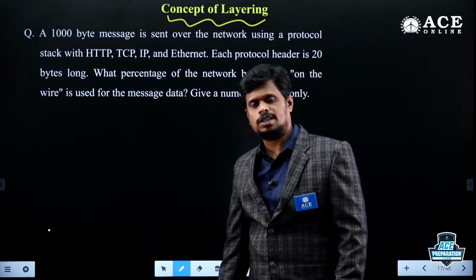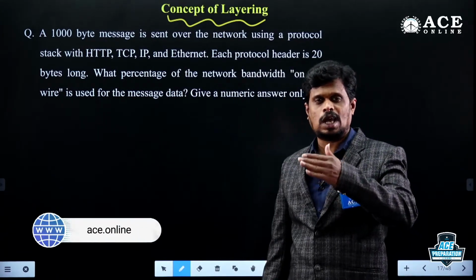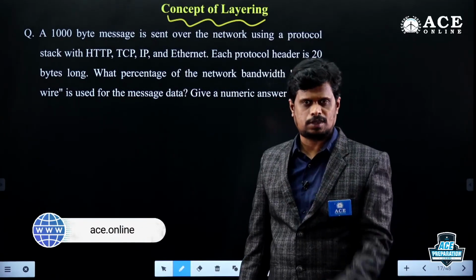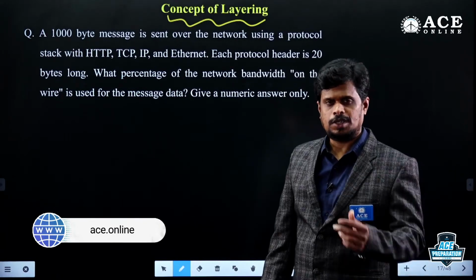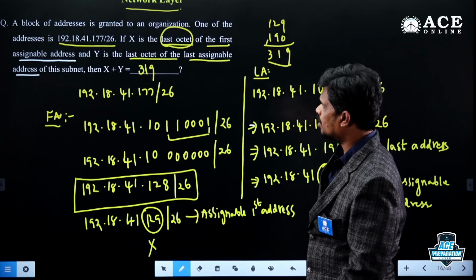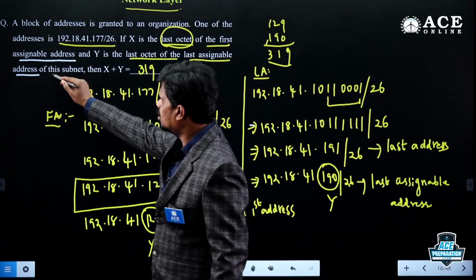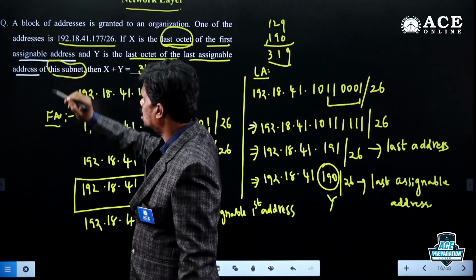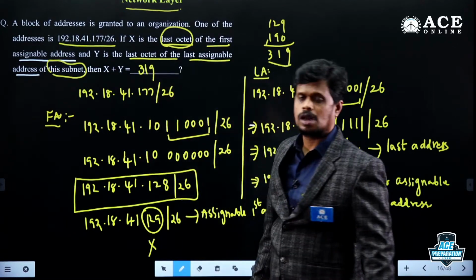Why have we not taken 191? Because 191 is the last address of the particular subnet. The question is clearly asking about the last assignable address. Okay?